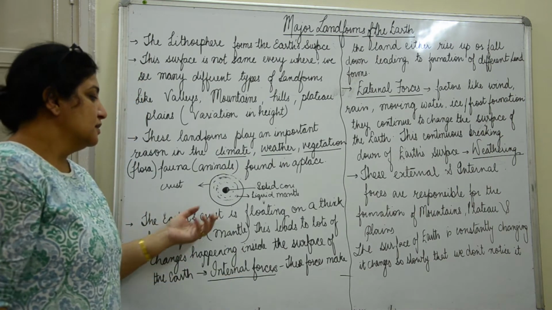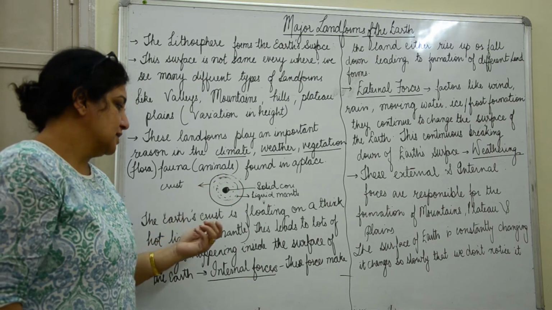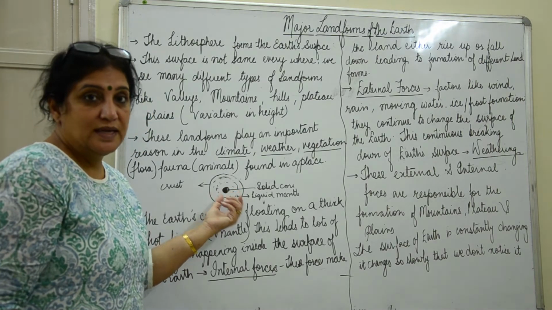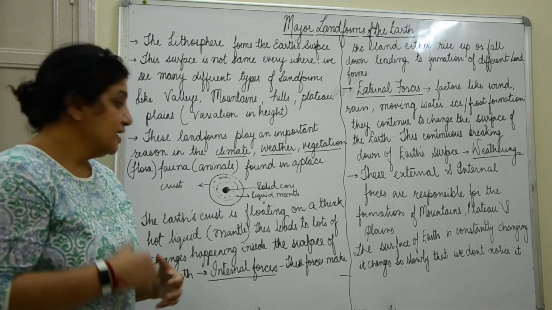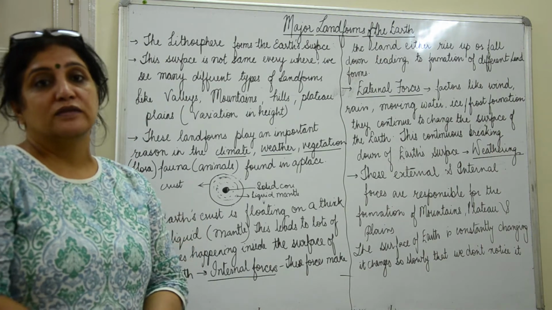Now, the earth's crust is floating on this thick viscous liquid, and the temperature inside is also very high. So this leads to lots of changes happening inside the surface of the earth.